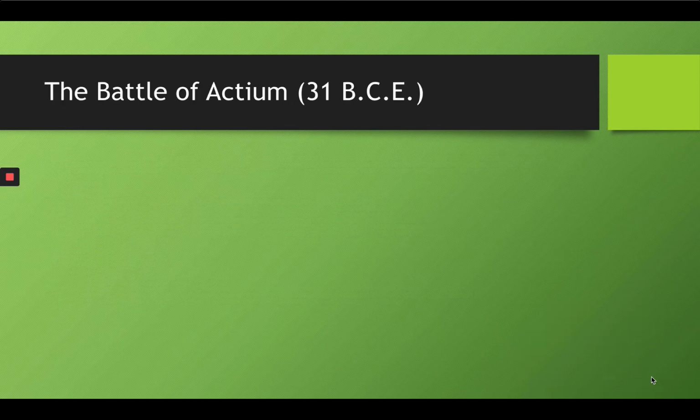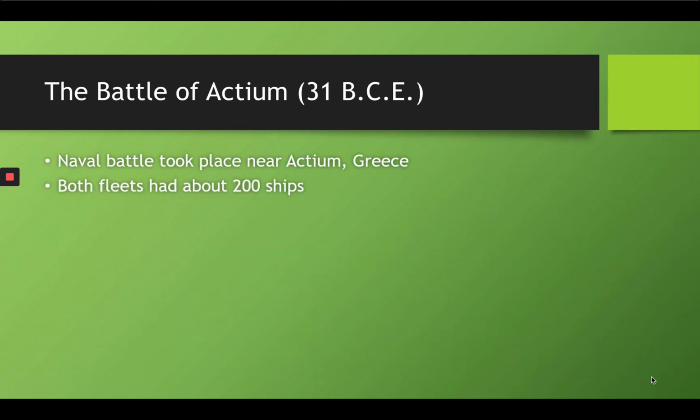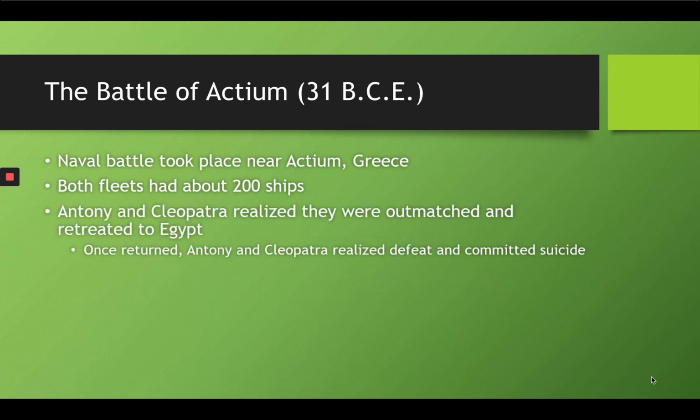It all comes to a head at the Battle of Actium. This happens in 31 BCE. It is a naval battle, so it happens at sea, near Actium, Greece. Both of their fleets have about 200 ships that are going to fight each other. When Antony and Cleopatra realize that they're outmatched by Octavian and his navy, they retreat to Egypt. Once they return to Egypt, Antony and Cleopatra realize they're going to be defeated, and they commit suicide, putting an end to that whole piece of the civil war, giving Octavian the sole rulership of the Roman Empire.